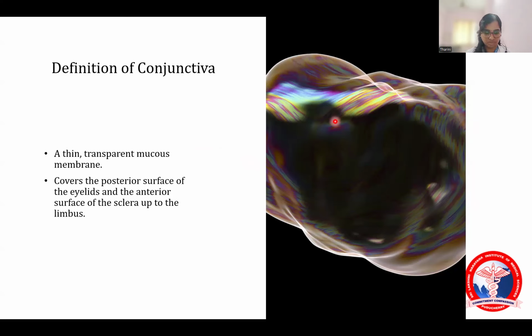Definition of conjunctiva: conjunctiva is a thin, transparent mucous membrane. It covers the posterior surface of the eyelids and the anterior surface of the sclera up to the limbus.